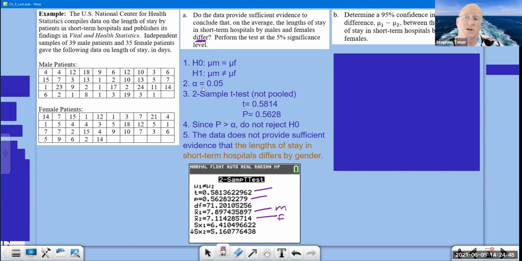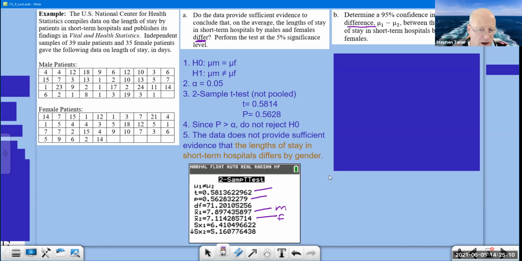So here we go. Determine a 95% confidence interval for the difference. All confidence intervals are for the difference between means or proportions. And your calculator is going to go mu1 minus mu2 in its calculations. So find this 95% confidence interval for the difference between the mean lengths of stay.